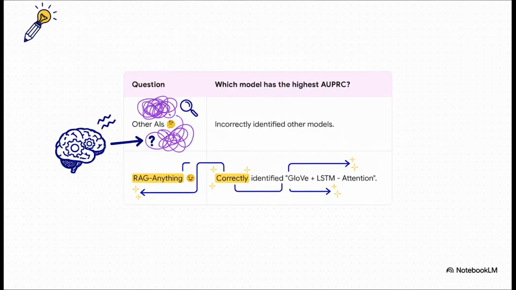And here is a perfect real-world example of what that means. The AI was asked a simple question. Find the model with the highest score in this complicated table. The other AIs, they got totally confused by the table's layout and just gave the wrong answer. But RAG Anything? Because it understood the structure of the table, it navigated it perfectly and pulled out the right information. That's the difference right there between confusion and clarity.